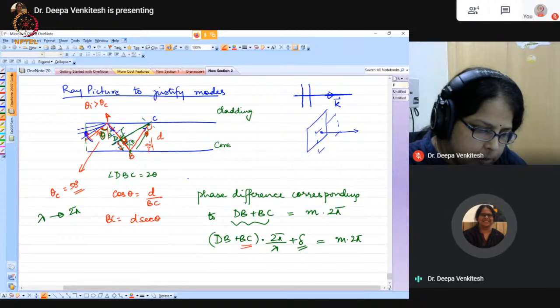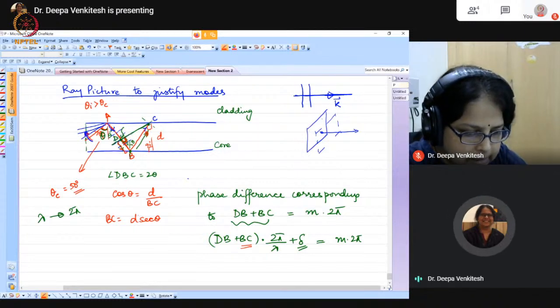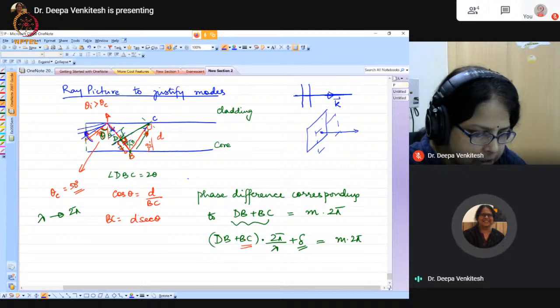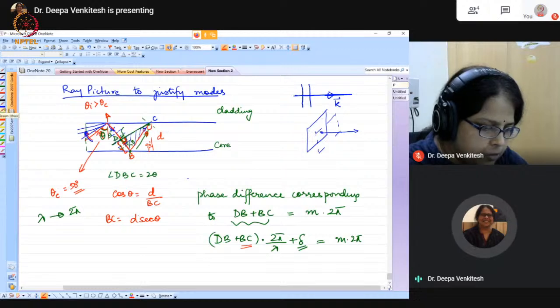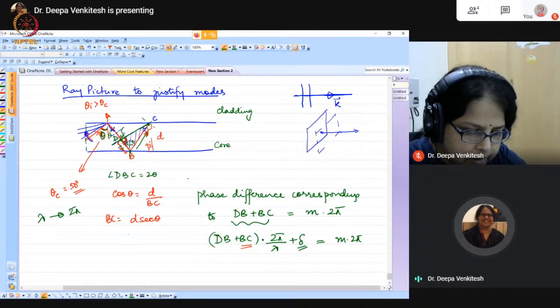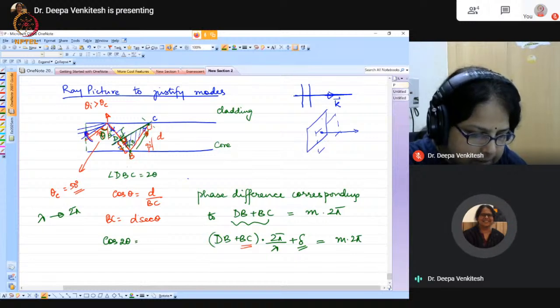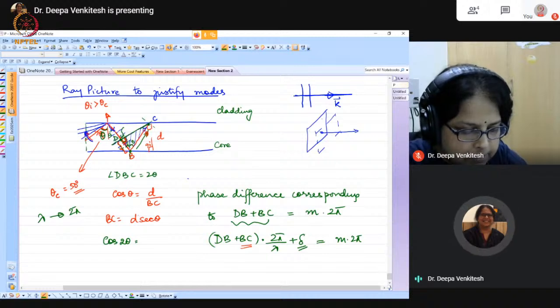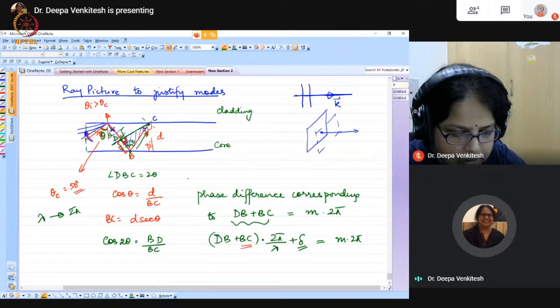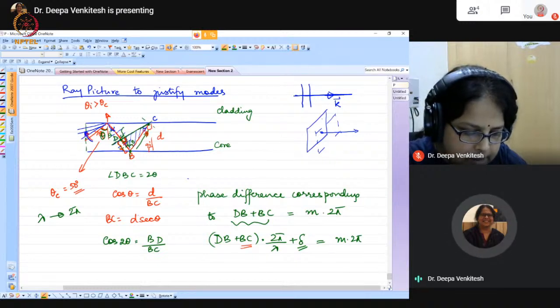Now what about DB? It is this one. Now if you take this triangle which I'm shading here, in that triangle, if you choose to find out what is cos 2 theta, because this angle is half theta and the remaining half is theta, so the total angle is 2 theta. Cos 2 theta is BD divided by BC, because BC is again the hypotenuse. So BD or DB is equal to BC cos 2 theta.